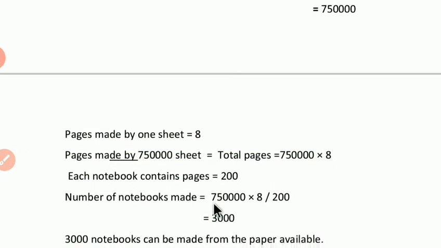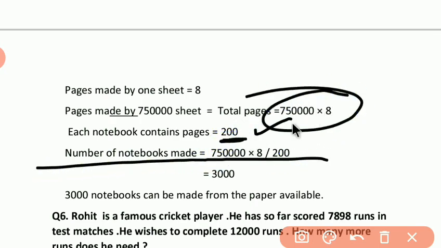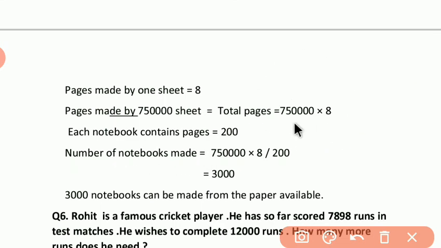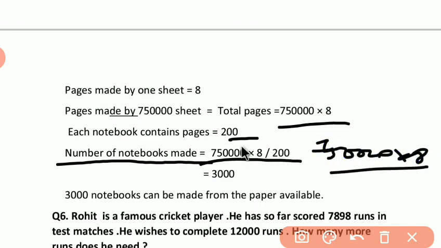Then each notebook contains 200 pages. One notebook has 200 pages, and the total pages are 7,50,000 into 8. So now we have to find, using these total pages, how many notebooks of 200 pages can be made. So the number of notebooks made is equal to total pages divided by the pages in one notebook. So 7,50,000 into 8, divided by 200. If we solve this, we will get the answer as 3,000.